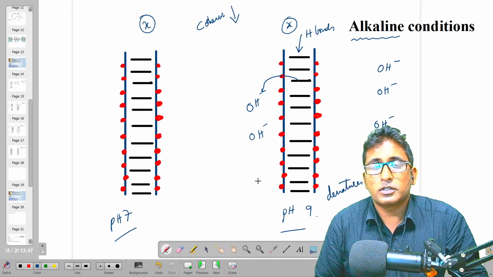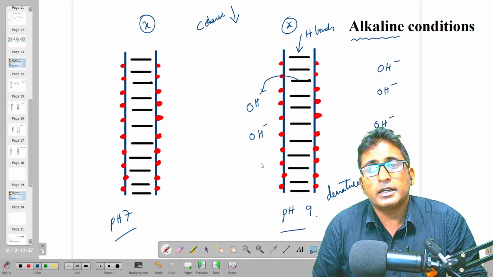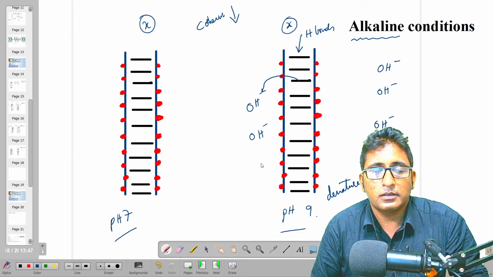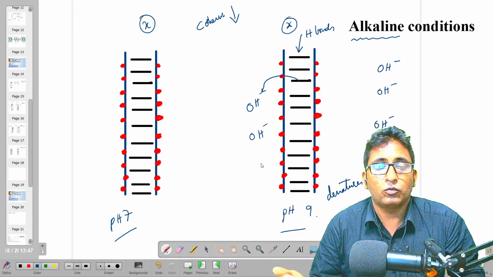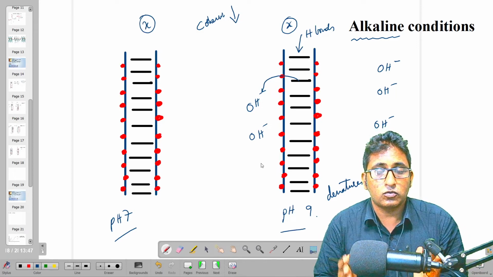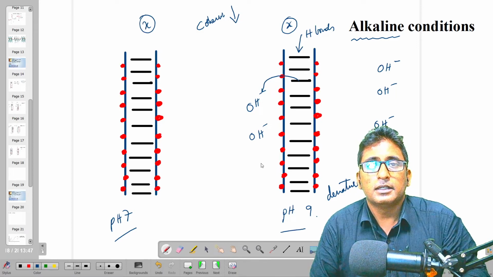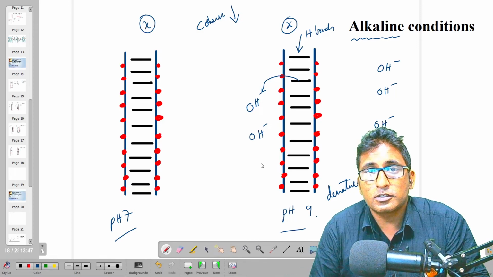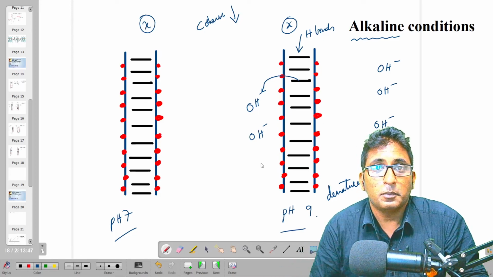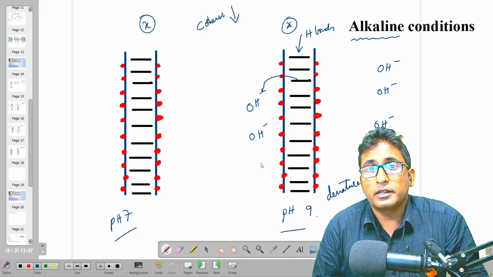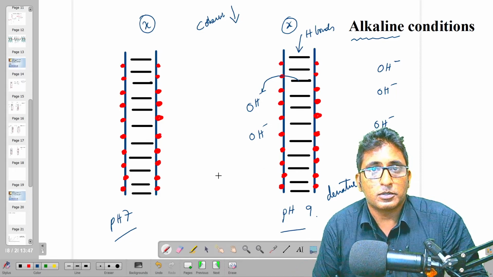I hope you understood how the GC content can affect the DNA. Increased GC content gives increased stability of the two strands, or double-stranded DNA, and increased salt concentration will also increase its melting temperature. Alkaline conditions will favor the denaturation of double-stranded DNA.